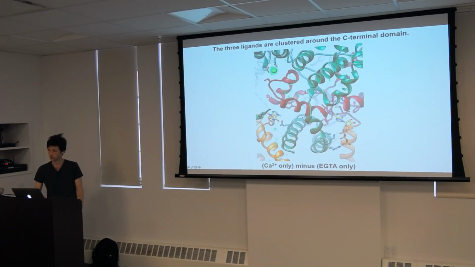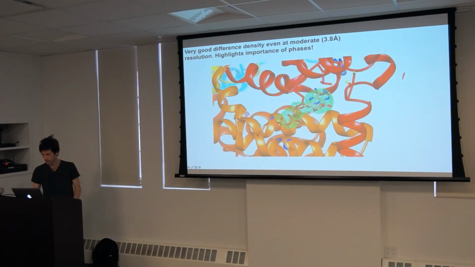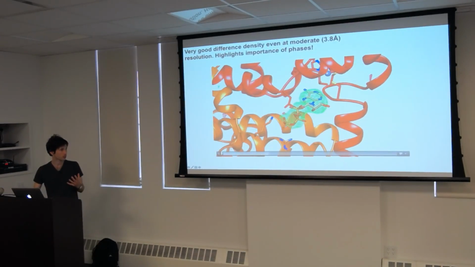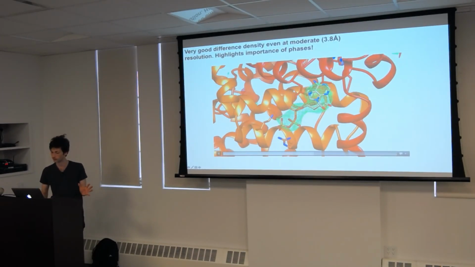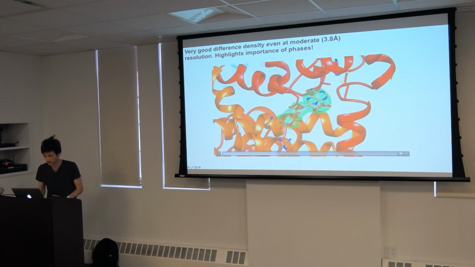For that, what we did was to do pairwise difference density maps. So when you have all 3 minus nothing, you see all 3 peaks. When you have one that has calcium minus nothing, you see a peak only on the calcium. And when you have one that just has ATP and caffeine minus nothing, you now no longer see a peak on the putative calcium, but you still see the peaks on the ATP and the caffeine. And this is really just to show that in EM maps, you can get really beautiful difference density at moderate resolution. So this is 3.8 angstroms, and from a crystallographer's point of view, it looks much nicer than that.